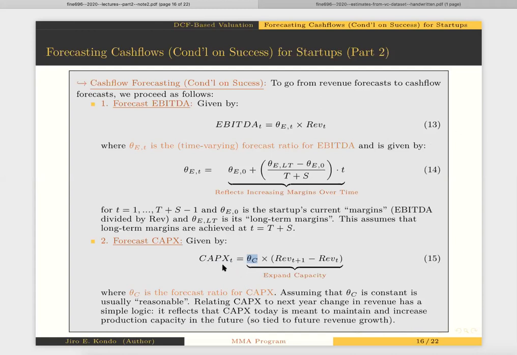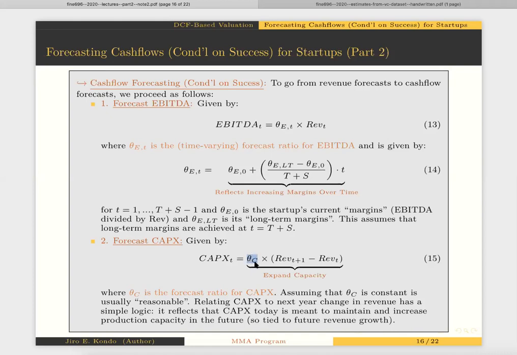Okay, so going back to our discussion. So we estimate a relationship between next period anticipated change in revenue and CapEx. Usually, in terms of getting this parameter theta C in the real world, we just draw that from industry averages for publicly traded companies. Because that number doesn't tend to change a lot for startups versus more mature companies, it's actually sensible to estimate this number off of public company data, even though a startup isn't a public company yet.